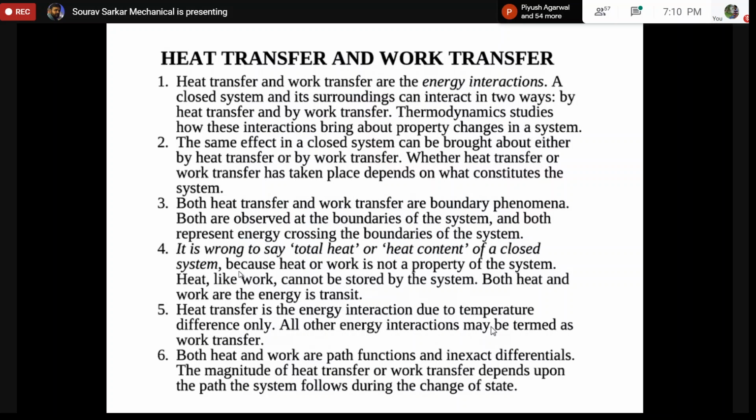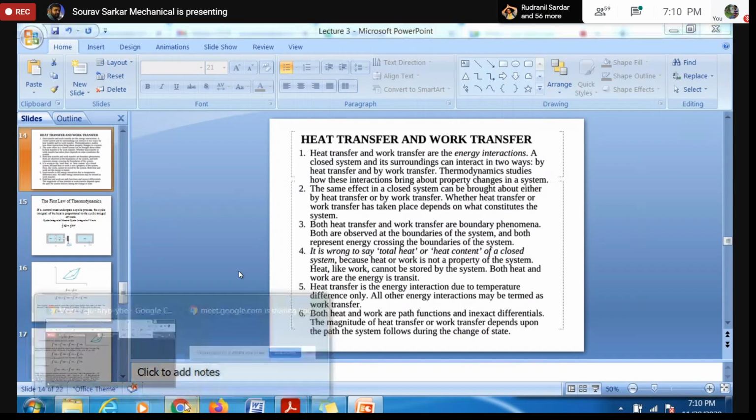Then we discussed some important aspects of heat and work transfer, from where we concluded that a system cannot possess heat or work. It can possess energy. Whenever it needs to transfer this energy or accept energy from the surroundings, only then do heat and work come in. So heat and work are basically a kind of currency. There is nothing called total heat or total heat content of a body. These exist as boundary phenomena. So this is one important thing.